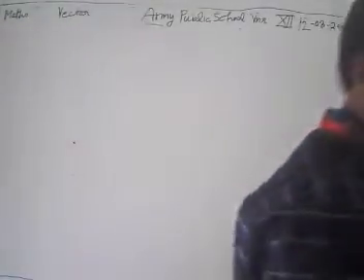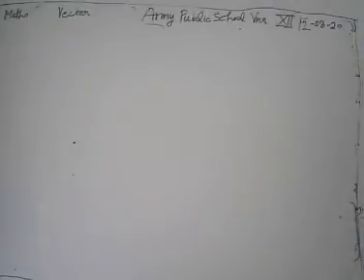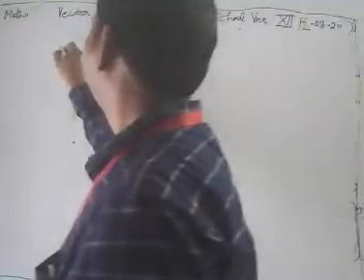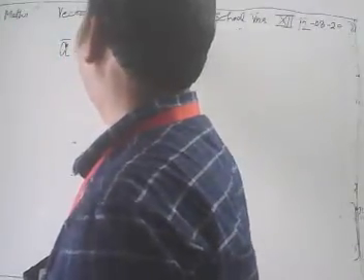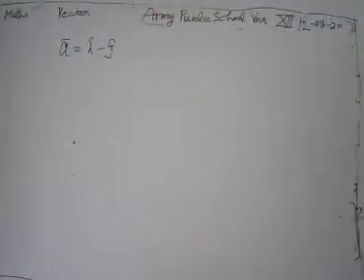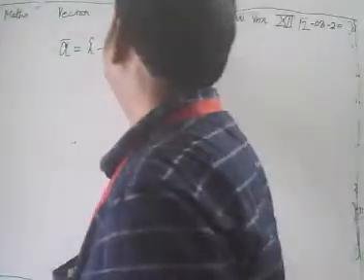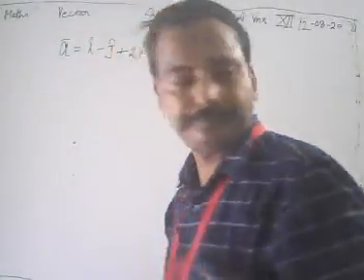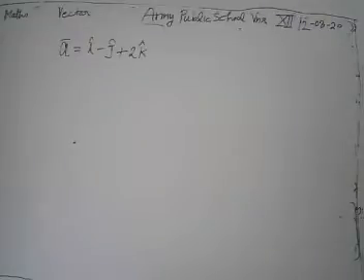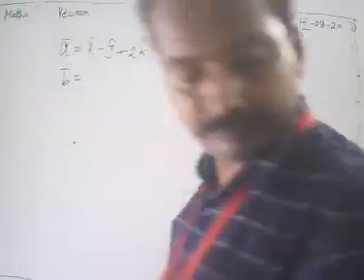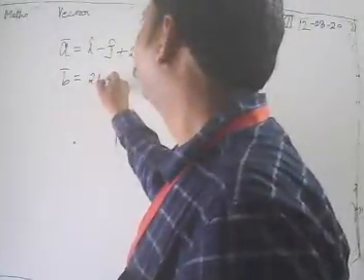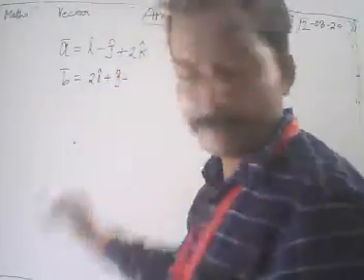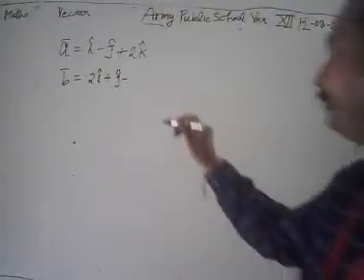We are doing a problem related to the cross product. We are given vector A as i cap minus j cap plus 2k cap, and vector B as 2i cap plus j cap minus k cap.